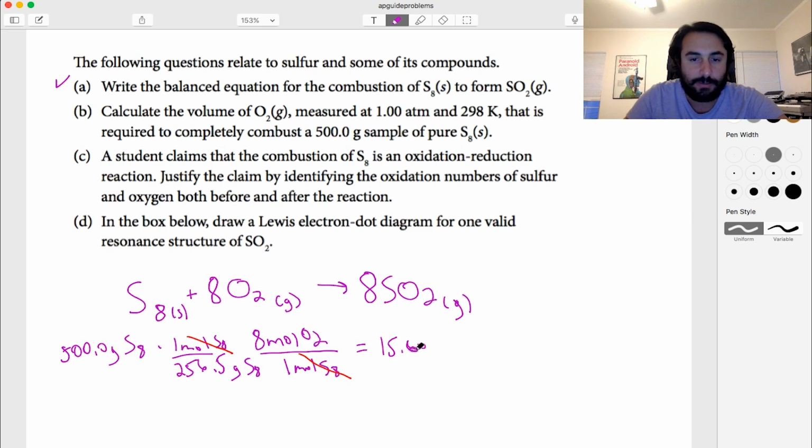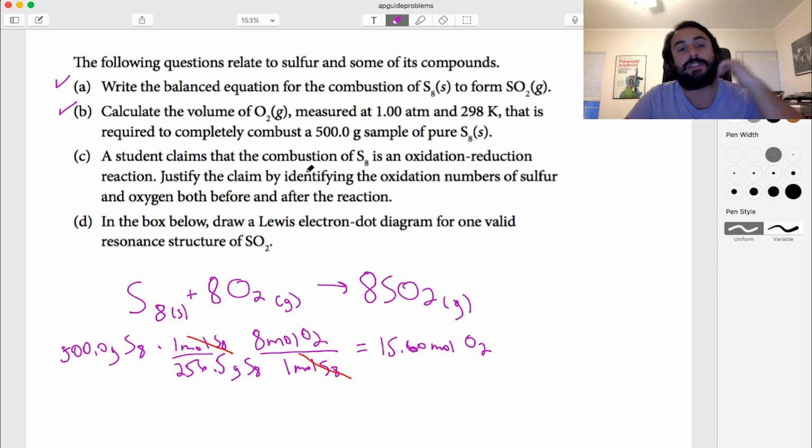So if we do all that and we plug that into our calculator, we get 15.60 moles of O2. So that's the number of moles of oxygen we're going to need in order to completely combust this 500 gram sample of S8. So that is that. So B is done.